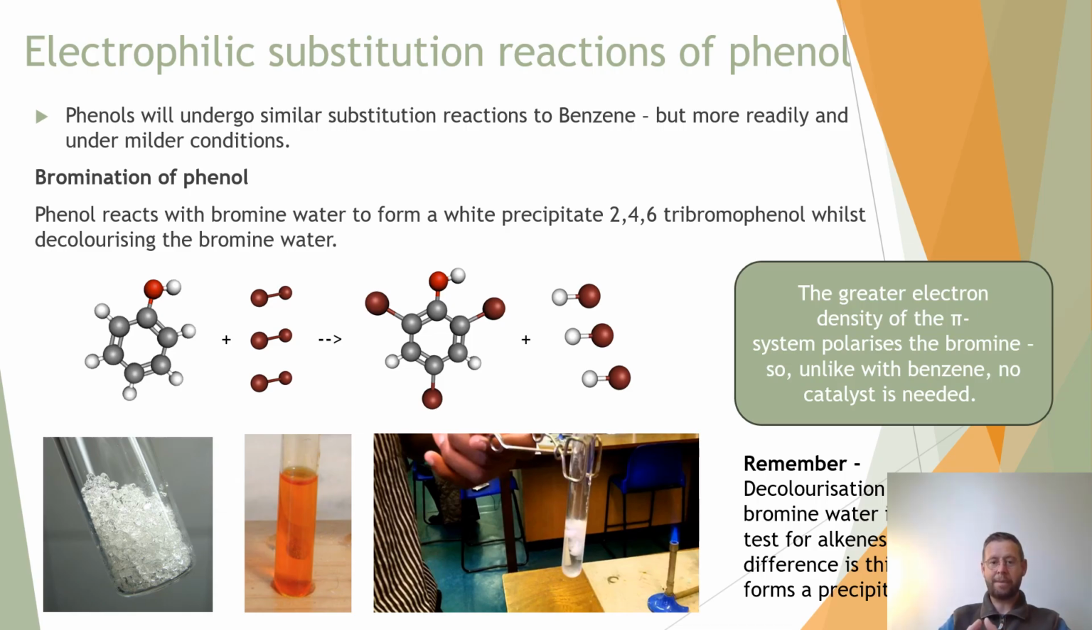The only thing to remember is the decolorization of bromine water is the test for an alkene. So you've got to be careful if you were presented with the results of certain tests in this particular chemical. If the bromine water decolorized, you'd be very interested to know whether or not a white precipitate formed, because that is the difference. A phenol will produce a white precipitate, whereas an alkene will not. It will just decolorize it.